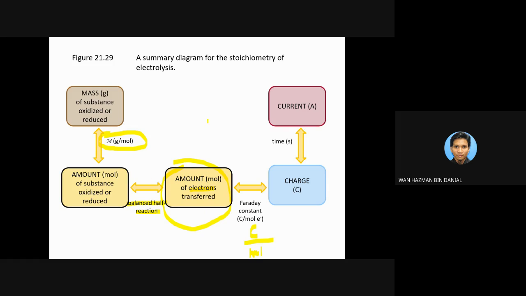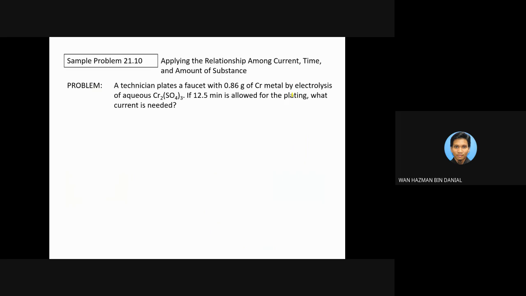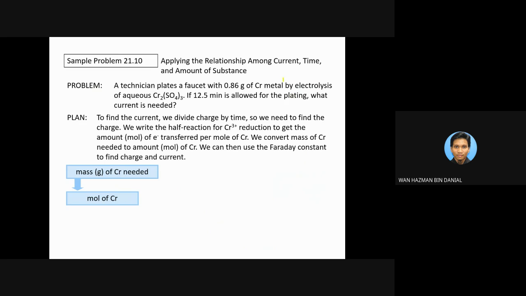So the keyword, the most important thing I have been highlighting, is to please look at the unit. If you look at the units, insyaAllah you will get the correct answers. If you want to find mass, you need to make sure you get gram. If you want to find current, make sure you have the ampere unit. Okay, for example, this equation.